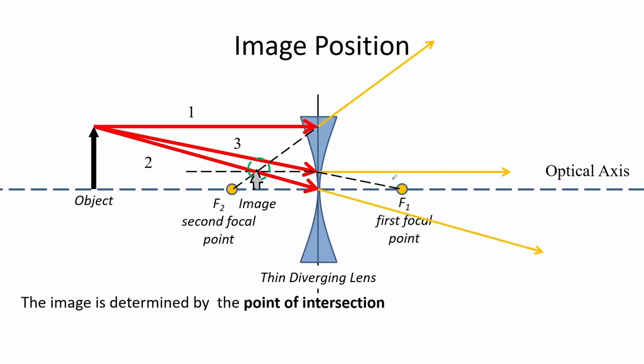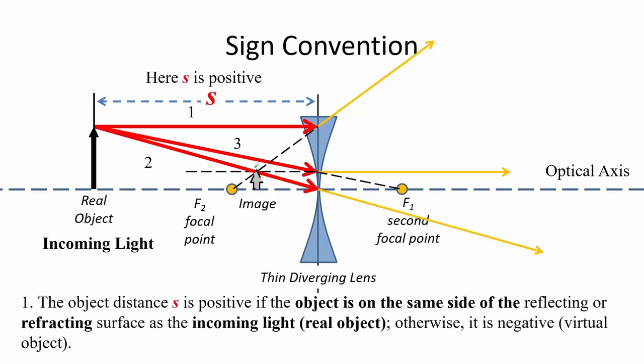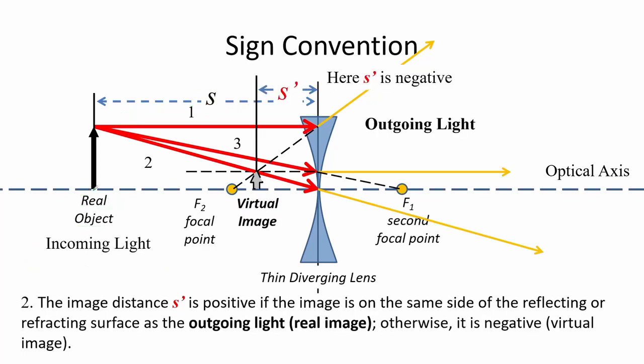The image position is determined by the point of intersection of the rays. We see that it is positioned on the left side and it is opposite the outgoing light. The object distance s is positive here since it is positioned on the same side as the incoming light. And this object is considered a real object. The image distance s' here is negative since it is on the opposite side as the outgoing light. This image is considered a virtual image and it cannot be projected on a screen.